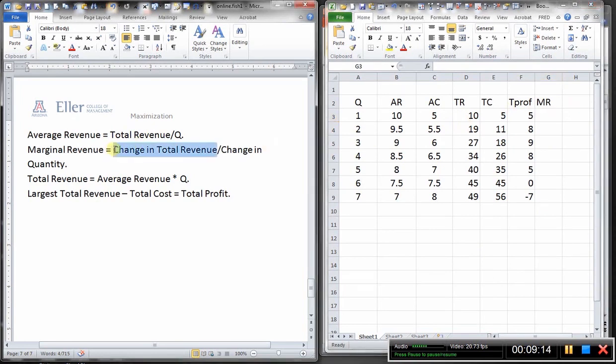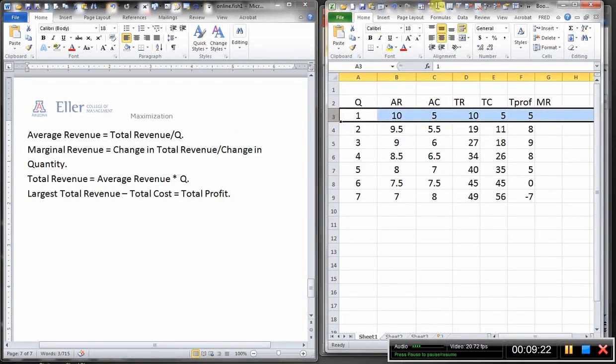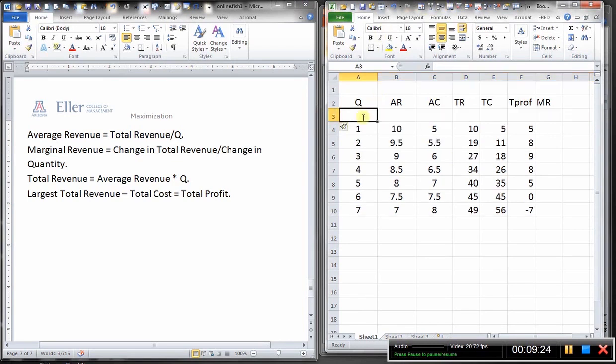Now, the definition of marginal revenue, again, is the change in total revenue divided by the change in quantity. In this case, we should have added a 0 here, so I apologize for that. So this is 0, this is 0, this is 0, 0, 0, 0. All right, so what we're going to do is go from 0 to 1 on the quantity. That's going to cause total revenue to go from 0 to 10, right?